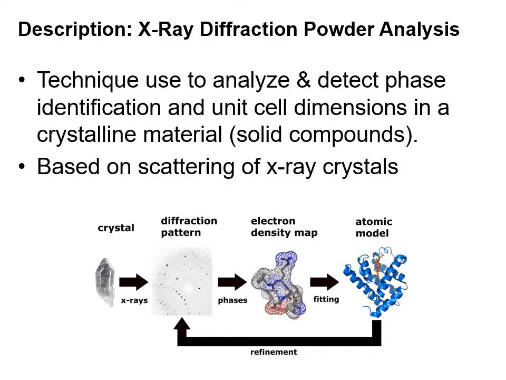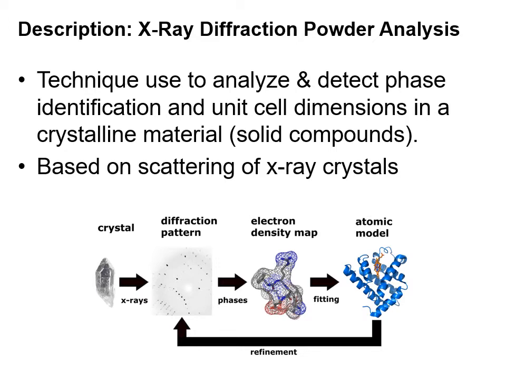A quick description of X-ray diffraction powder analysis is that it is basically a technique used to analyze and detect phase identification. We can also determine the dimensions of each unit cell for that compound. Usually these compounds are of crystalline material, and basically diffraction is just the scattering of X-rays by crystals.